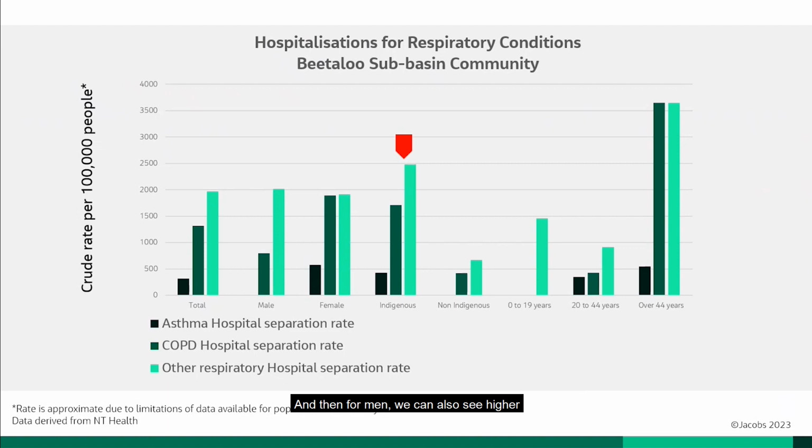We can also see higher rates among Indigenous people than non-Indigenous people for all three classes of respiratory conditions. But remember that this is a crude rate, and this difference in part reflects the higher proportion of Indigenous people in the population. Nevertheless, it is about 8 to 10 times higher than would be expected, all other things being equal. So that may indicate a health inequality.